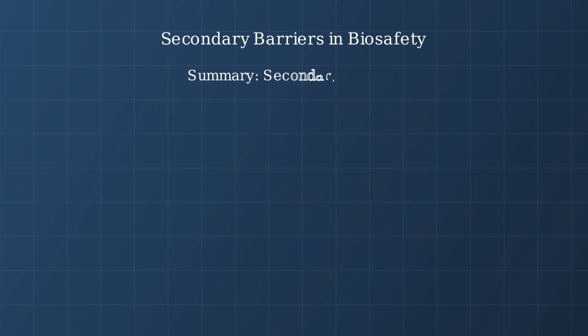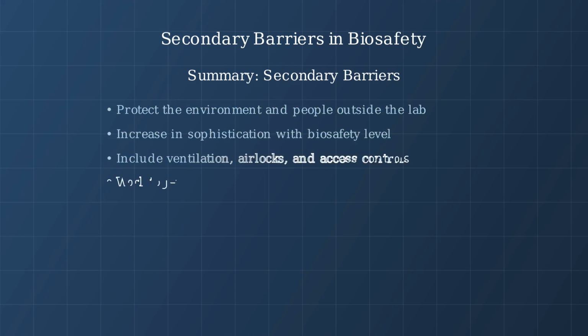In summary, secondary barriers are critical facility design features that protect people outside the laboratory and the environment. They become increasingly sophisticated at higher biosafety levels, ranging from basic hand-washing sinks at BSL-1 to completely isolated facilities with dedicated systems at BSL-4.